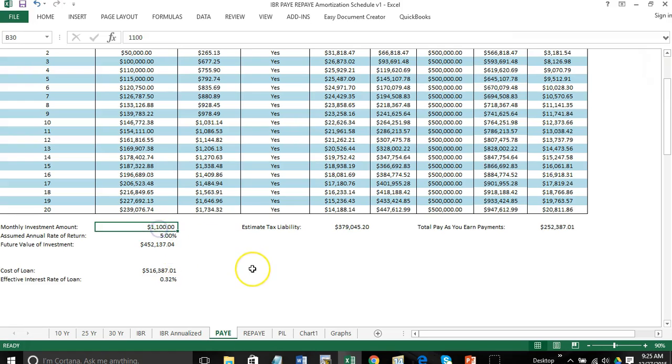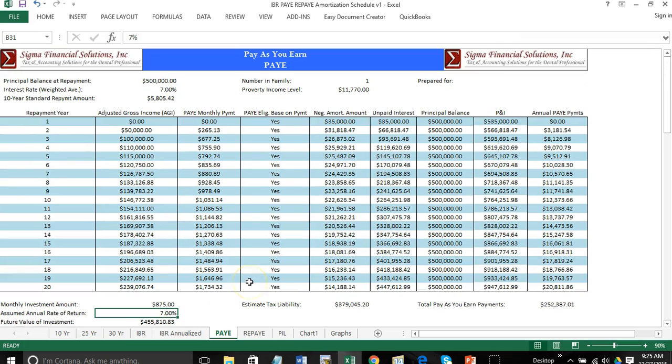So I'll go back to $850 per month at a 7% return. Was it? Let's see, I think it was 875 maybe, to give you what the estimated tax liability was.